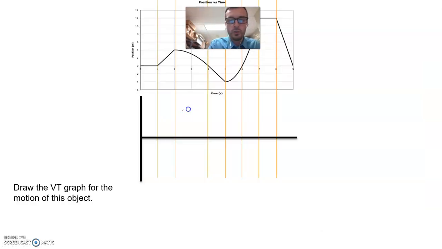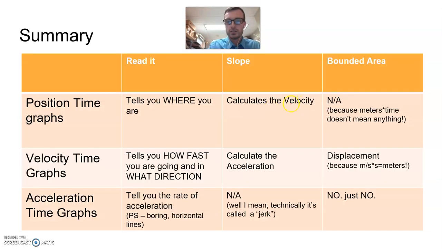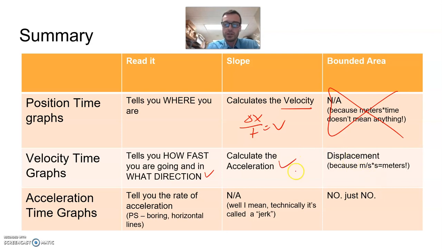Position time graphs: if you read it, it tells you where you are. If you take the slope, it calculates the velocity because delta x over t equals v. The bounded area doesn't mean anything. Velocity time graph: if you read it, it tells you how fast and in what direction. The slope tells you the acceleration because a equals delta v over t. And if you do the bounded area, you get displacement.